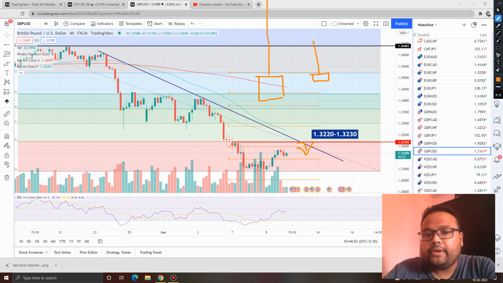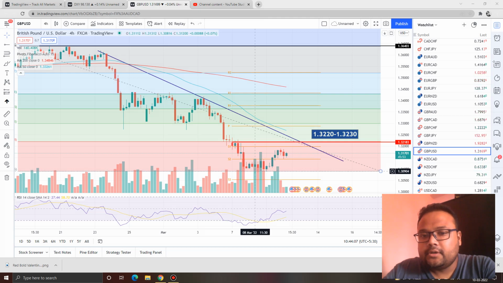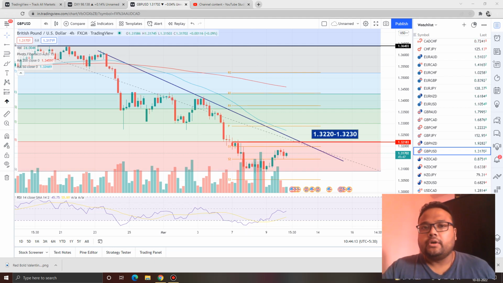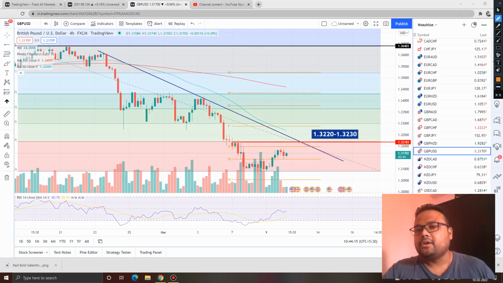On the bottom side, we have 1.3090, 1.3080, the bottom made by the market. If the market comes down during the daytime, observe the market around this level. If the market bounces, well and good, you can definitely take a buy position. But observation is always important.